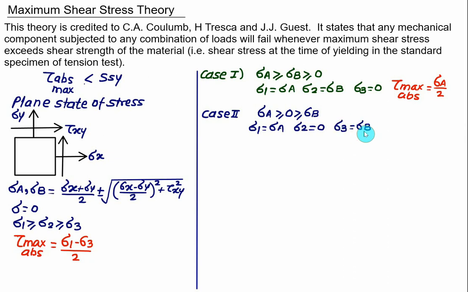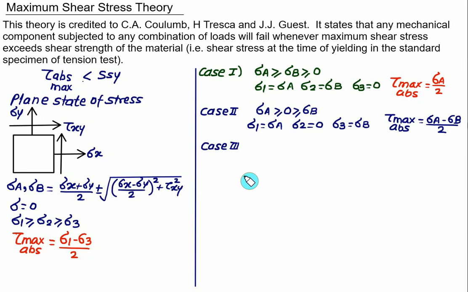In this case, we'll get the value of tau max absolute. So we have tau max absolute in this case. By definition, sigma 1 is the same as sigma A and sigma 3 is equal to sigma B. So in this case, we will get sigma A minus sigma B divided by 2.